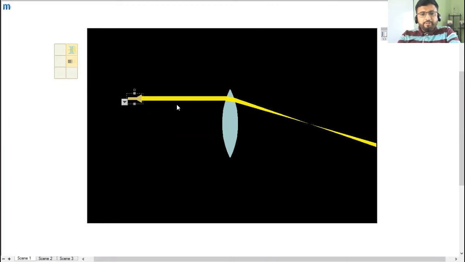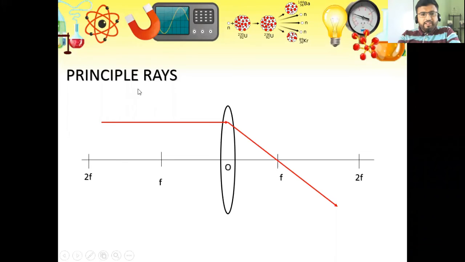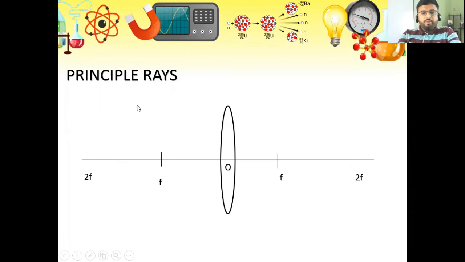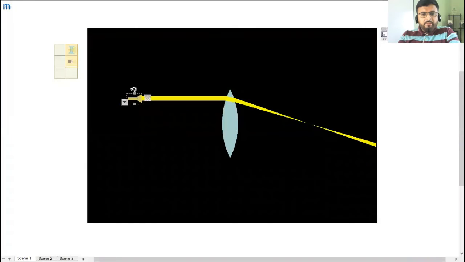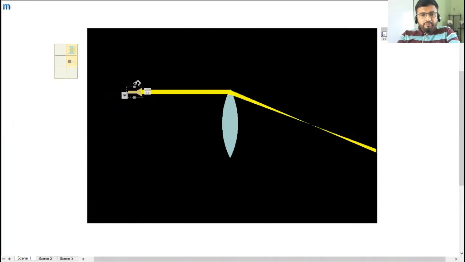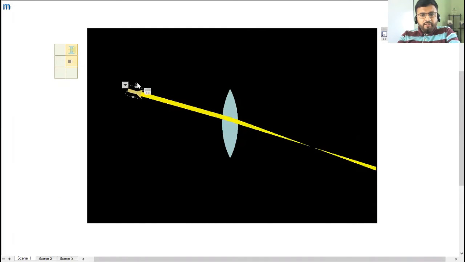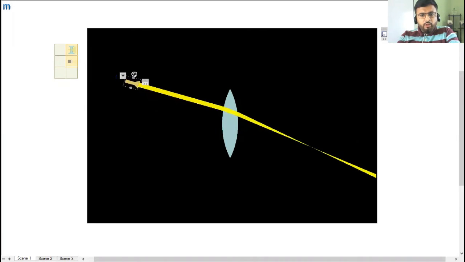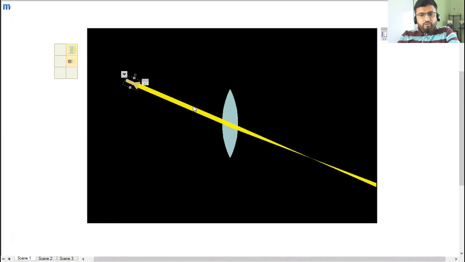Now for the second principal ray. The second principal ray is when the light beam passes through the optical center, the center of the lens, it goes straight away without any bending. So let us try to arrange the torch in such a manner. For example, over here we can see that when the light beam is passed through the optical center of the lens, it is not bending and it is passing straight away.